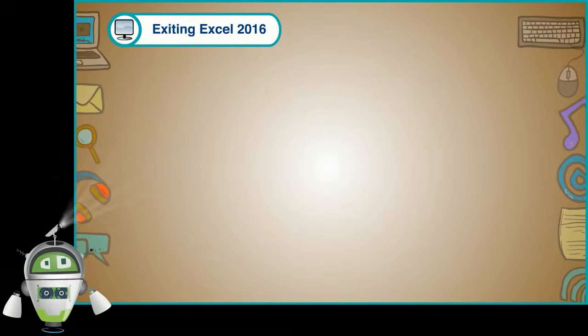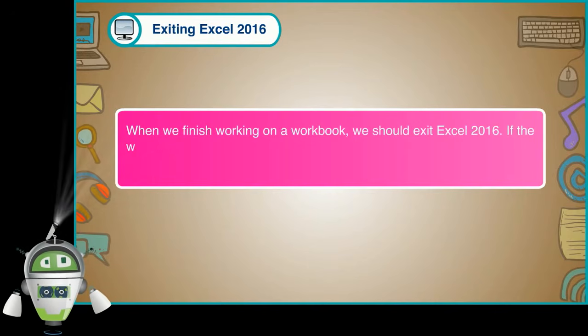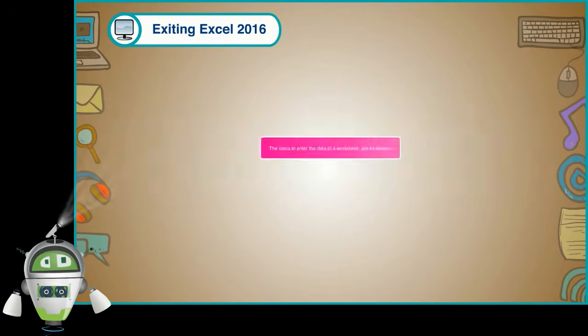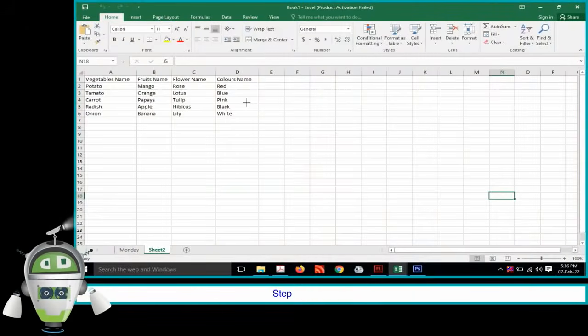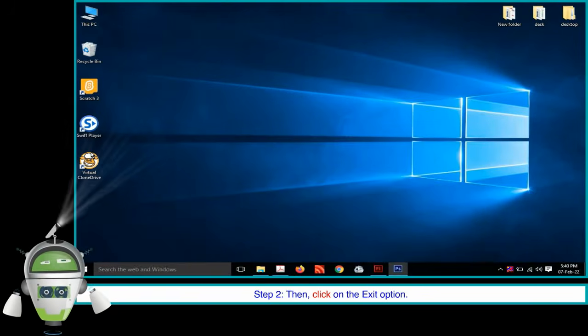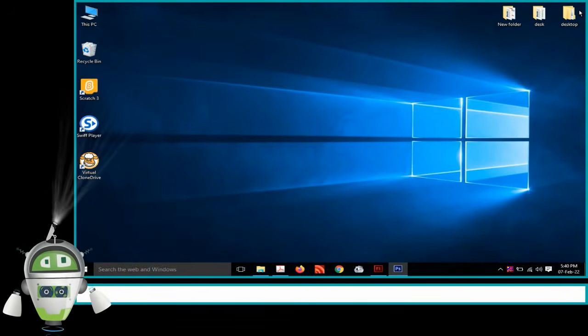Exiting Excel 2016. When we finish working on a workbook, we should exit Excel 2016. If the workbook contains any unsaved changes, we will be prompted to save the changes before exiting Excel 2016. To exit Excel 2016, the steps are as follows. Step 1. Click on the File tab. Step 2. Then click on the Exit option or click on the Exit button in the upper right corner of the program window. We will exit from Excel 2016.